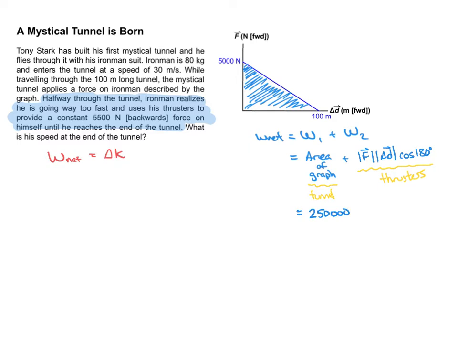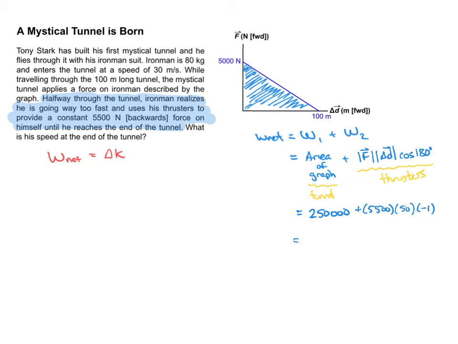So now I'm going to focus on the thrusters. The force is constant at 5,500 newtons. And he does it for half the displacement of the tunnel, so 50 meters. And cosine of 180 degrees is -1. So it's going to work to try to slow him down, because he said he was going too fast there.